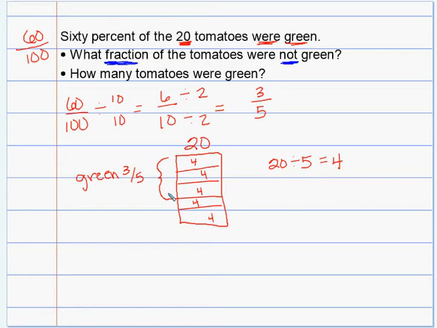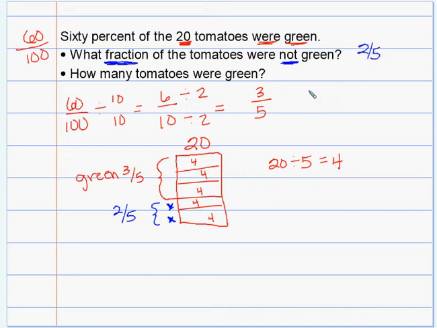3/5 are green. So which ones are not green? So it'd be this box and this box. And we know that that is 2 groups out of a total of 5 groups. 2/5 of the tomatoes were not green.